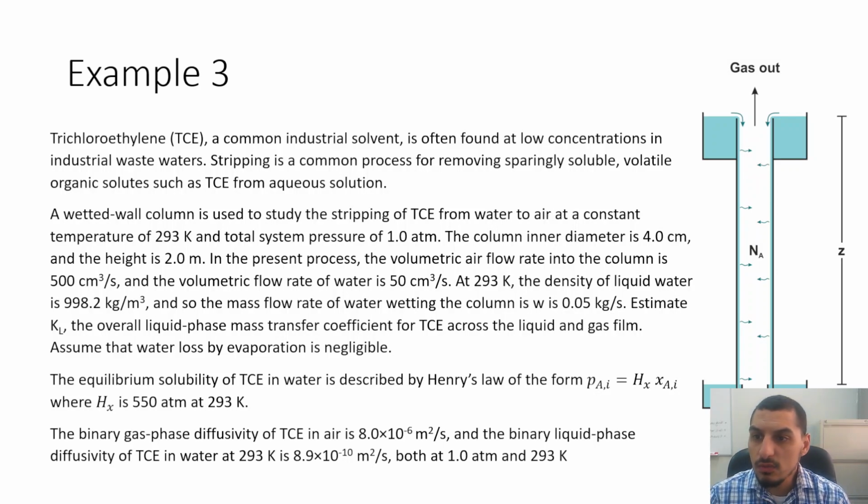Hello everybody. We are solving one example to apply what we covered in the previous video on the flow in the pipes and the flow in the wetted wall column. So here we have trichloroethylene, which is TCE. It's a solvent and it's like an impurity or a pollutant in the wastewater. So this is why we like to get rid of it by stripping.